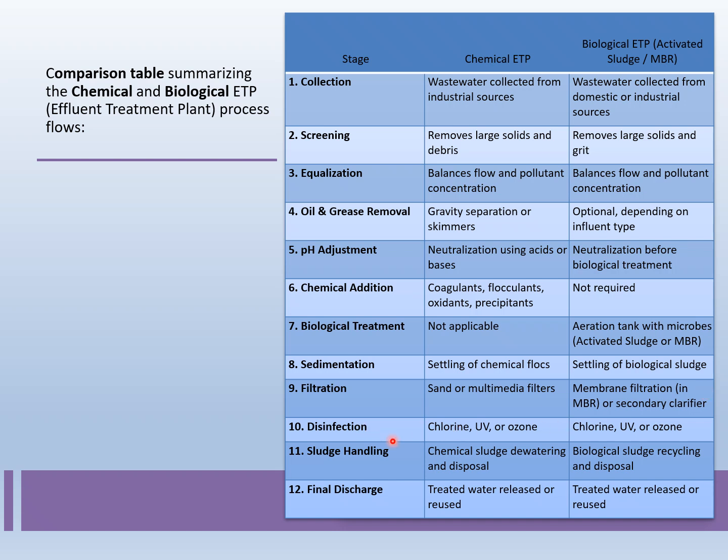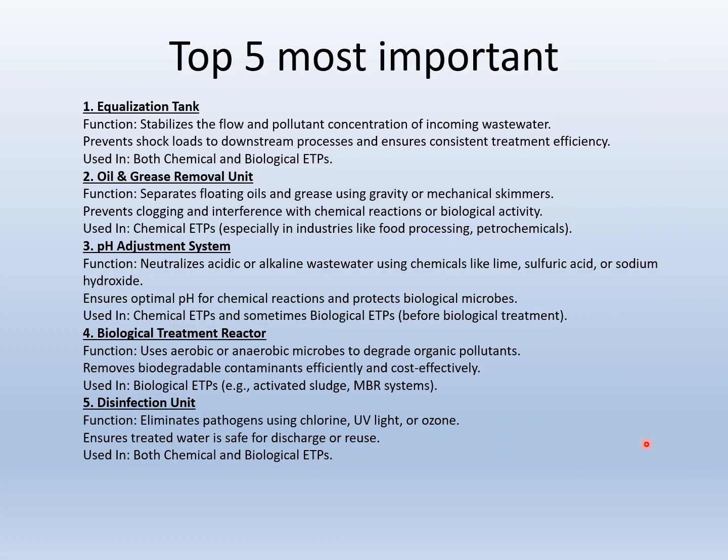For the disinfection, chemical is chlorine, UV, and ozone. For the biological, there is also chlorine, UV, and ozone. This one is the same; the disinfection process is the same between chemical ETP and biological ETP. For the sludge handling, chemical is sludge dewatering and disposal, and biological is sludge recycling and disposal. Final discharge: treated water release or reuse. These are also the same.